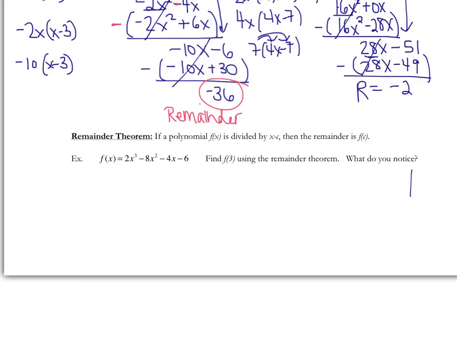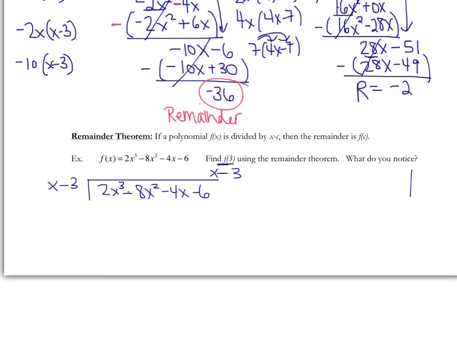Long division, or synthetic division, which we do later, is going to help us with our polynomials in the long run. Remainder theorem says if a polynomial f of x is divided by x minus c, then the remainder is f of c. So what does that mean? In our example, we have f of x equals 2x to the third minus 8x squared minus 4x minus 6, and we want to find f of 3. This really means we have x minus 3. So I'm going to divide 2x to the third minus 8x squared minus 4x minus 6 by x minus 3. Let's see what we end up getting.